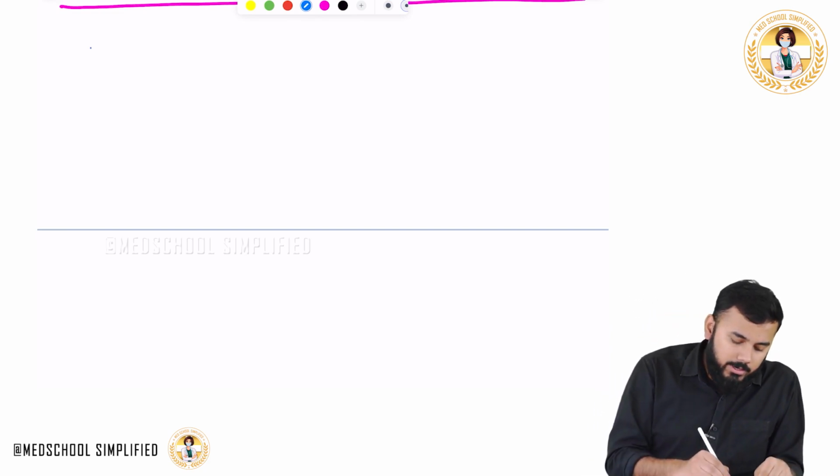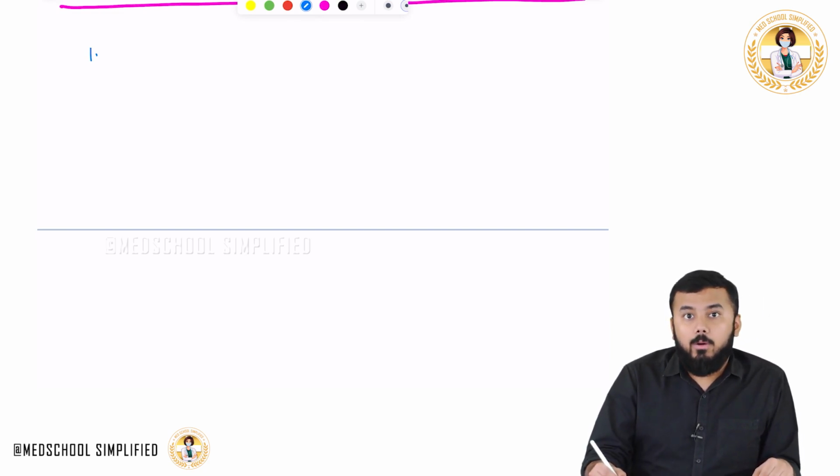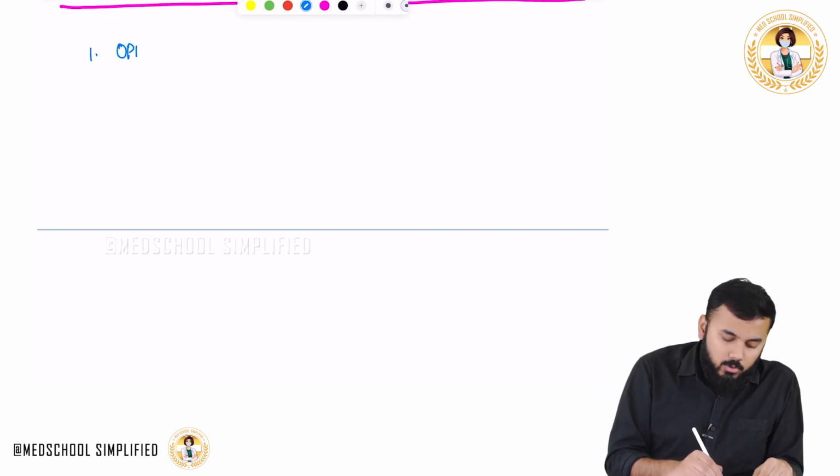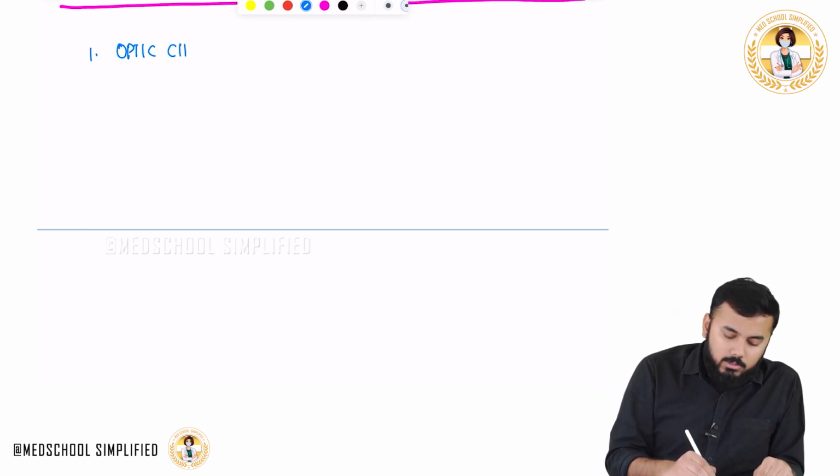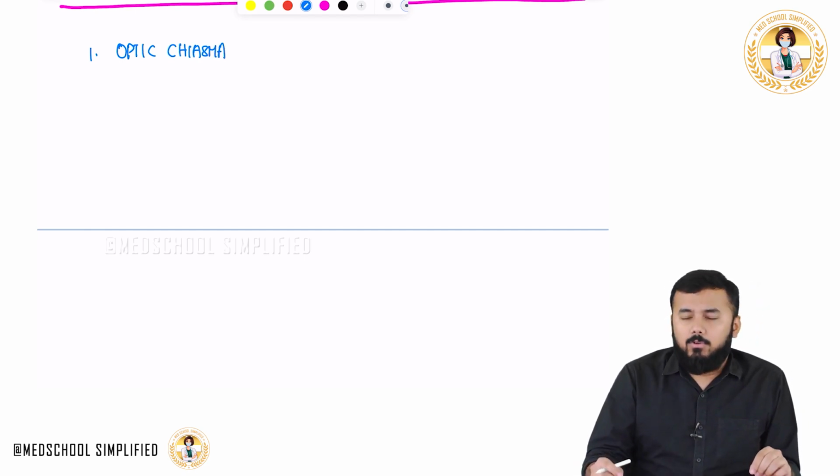So the first important structure which we shall be looking at here is the optic chiasma. I hope you already know, because many times I have drawn this optic chiasma. So one is optic chiasma. Optic chiasma is present in the floor of the third ventricle.